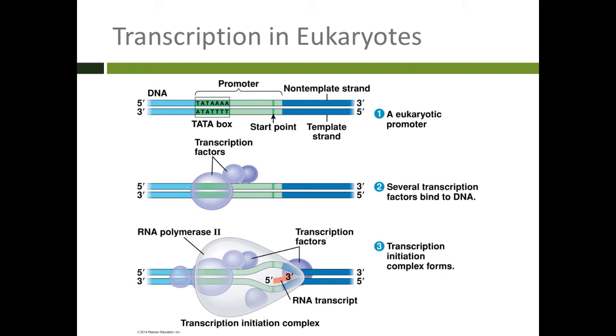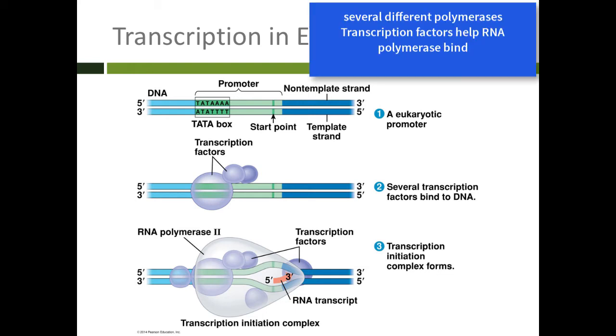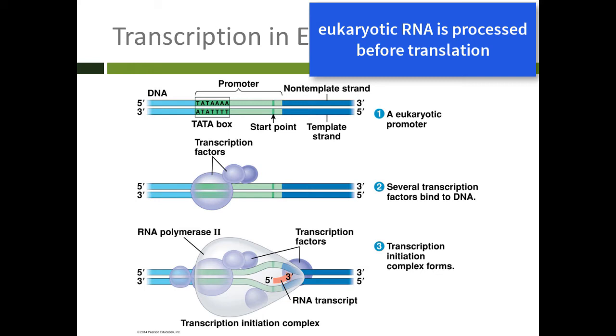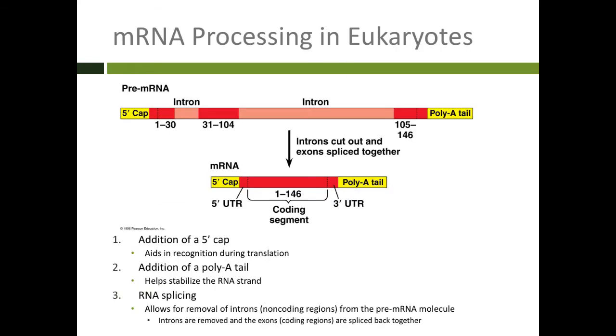There are several different RNA polymerases, and other factors called transcription factors are required to help RNA polymerase bind to the promoter. The RNA must be processed before it can be translated. To process an RNA transcript in eukaryotes, first a cap is added to the 5' end, and a tail made of lots of adenine nucleotides is added to the 3' end. The cap helps the ribosome recognize the transcript, and the poly A tail helps to stabilize the transcript.